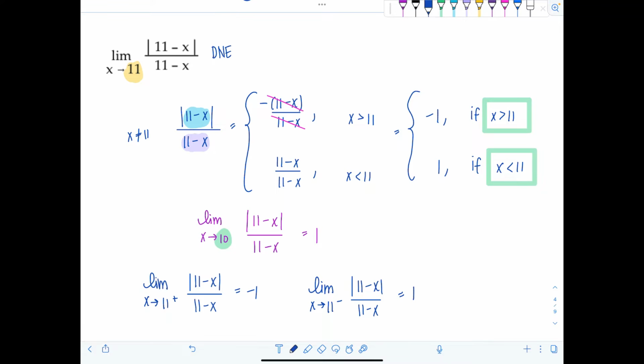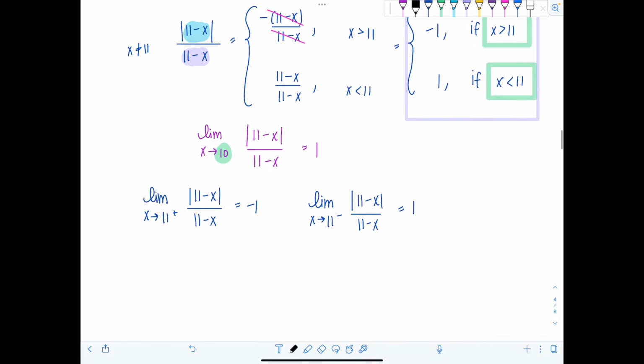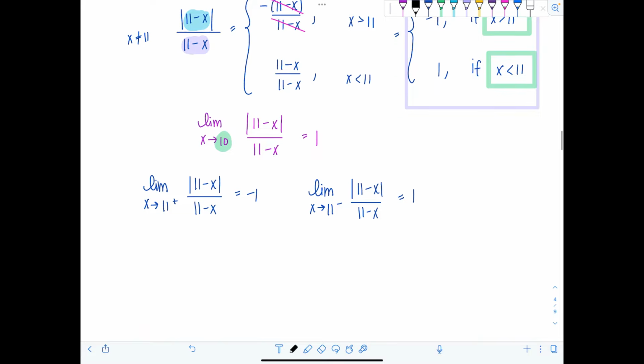I think it would be helpful if we had a cute little graph, if you're kind of struggling with this idea. Would you be able to graph this piecewise function? This is a pre-calc problem. Can you do it? Domain splits at 11. The function's constant on both sides of 11, so it's just a horizontal line. It's positive 1 if x is less than 11, negative 1 if x is greater than 11. Okay, we got it.